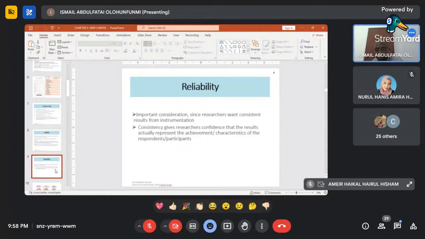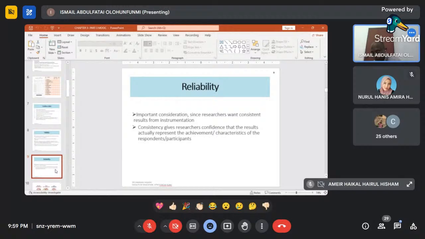Then we also have reliability. Reliability is another consideration. When you say something is reliable, that means that thing is consistent. You can rely on the outcome, the result of that. It means that the result you get from the instrument is consistent. The outcome you get from the instrument is consistent. That is what is called reliability.